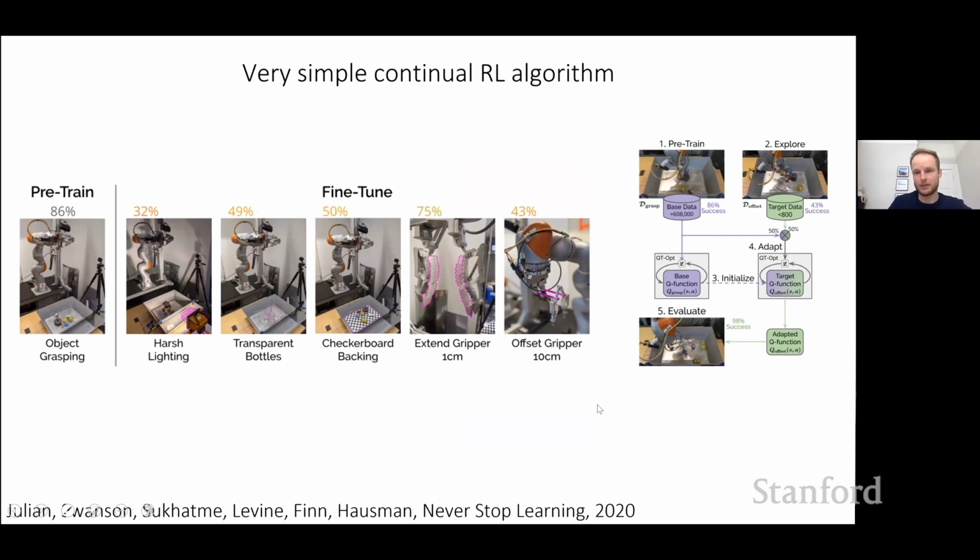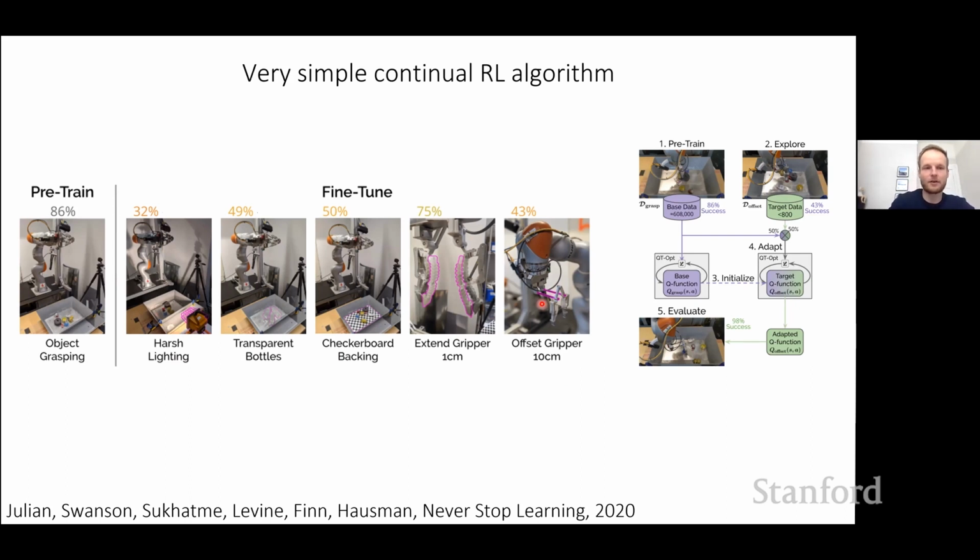So here are a few evaluation scenarios that we consider. Again, we have the pre-trained setting, where we achieved 86% success. And then we came up with a few different scenarios where this original policy didn't work very well. So we have harsh lighting, we have transparent bubbles, we have checkerboard backing that you can see in this bin here that makes it actually quite a bit tricky for the policy. We also modified the gripper, so it's a little bit extended here. And we also offset it by 10 centimeters. That actually looks really funny, like a Frankenstein robot, where the gripper is floating a little bit next to it.